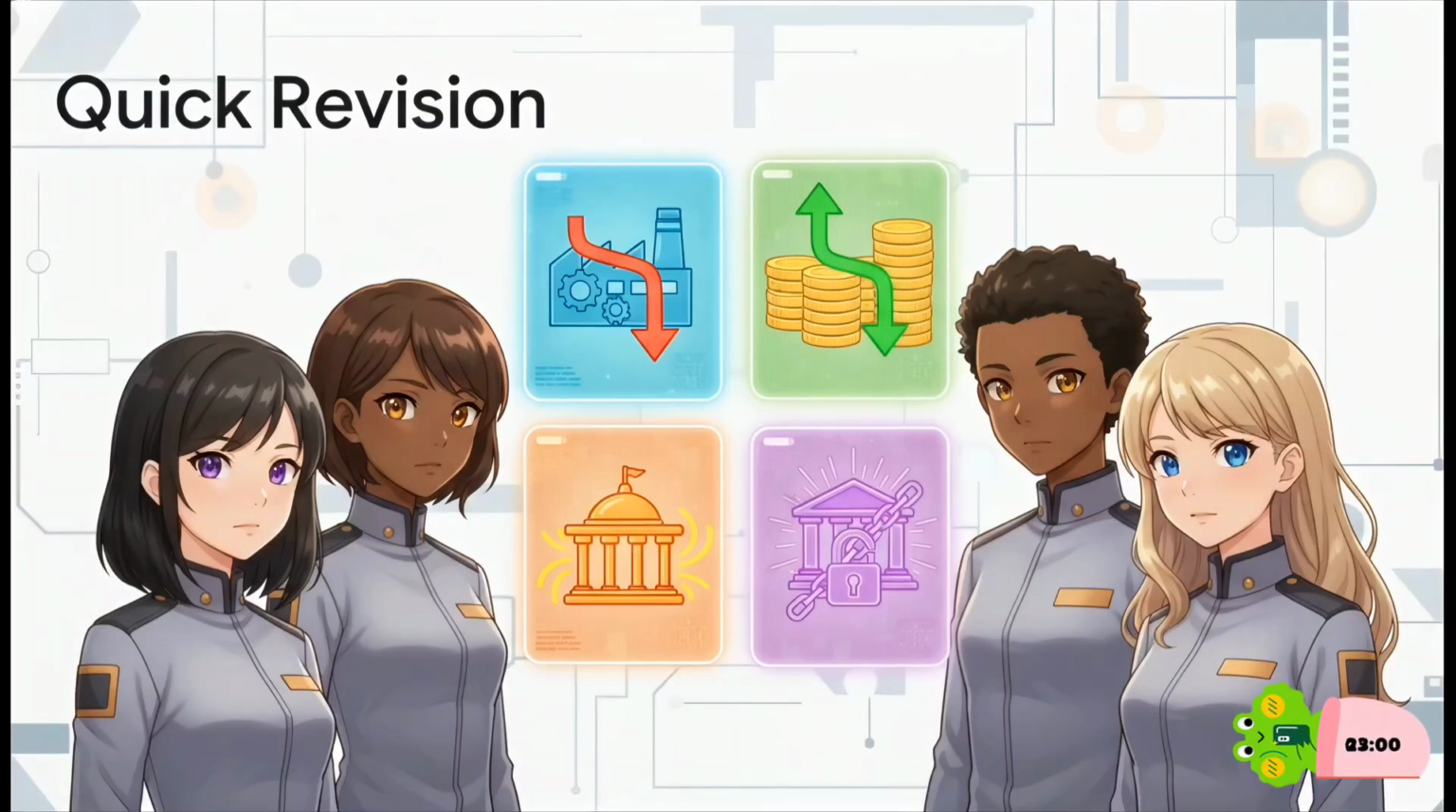IS means goods market, and it's downward sloping. LM means money market, and it's upward sloping. Fiscal policy shifts the IS curve, monetary policy shifts the LM curve. And finally, in a liquidity trap, monetary policy is totally weak. Got it? Okay, let's go.